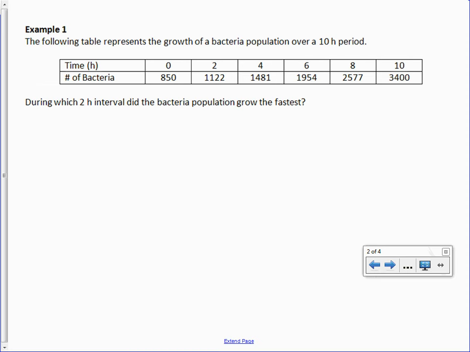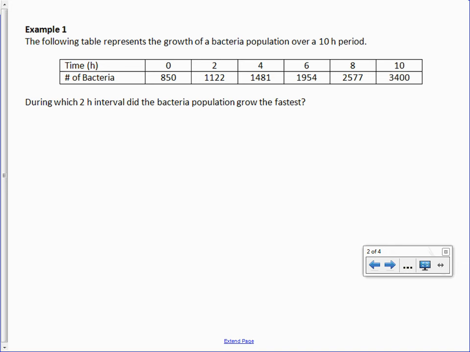The following table represents the growth of a bacteria population over a 10-hour period. During which 2-hour interval did the bacteria population grow the fastest? The thing with this one is, is there a function here that you're plugging into? First of all, let's ask this question: is this a function? Because as time is increasing, what's happening to your number of bacteria? Increasing, right? So you have your bacteria increasing over time.